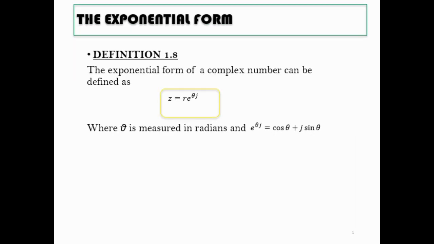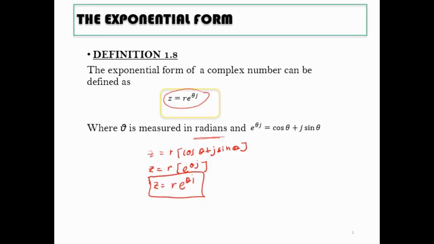Okay, we have the standard form of complex number, the polar form of complex number. So now it's the exponential form of complex number. For the exponential form, we write it as z equals to r exponent theta j. So theta here is measured in radians. And exponent theta j is equals to cos theta plus j sine theta. So from z equals to r cos theta plus j sine theta, we substitute with exponent theta j. So that's why we get this form as the exponential form. Okay, this is a very basic one for the exponential form.